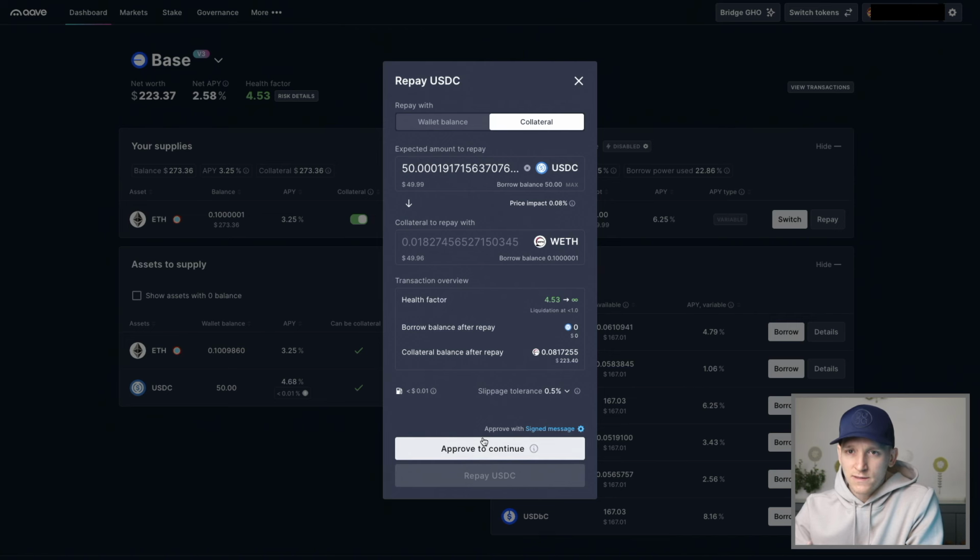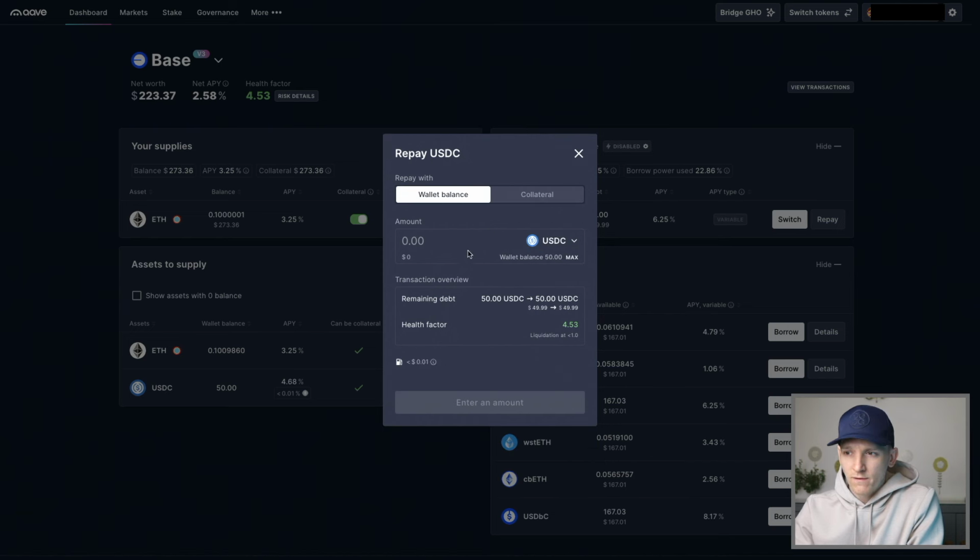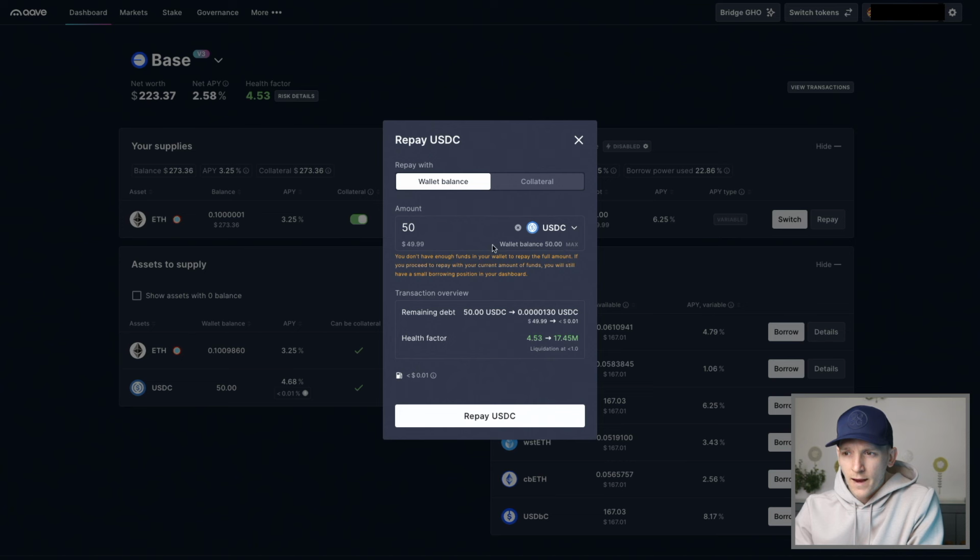Approve that message, sign the transaction, then you can go ahead and actually carry out that transaction. For me, I'll just pay off what's left of the USDC. So we're going to go max. And as you see, you don't have enough in your wallet to actually pay for the interest, because the interest accrues literally every few seconds. No problem, that will be a tiny loan. So I'm going to repay USDC here and then go through that transaction.